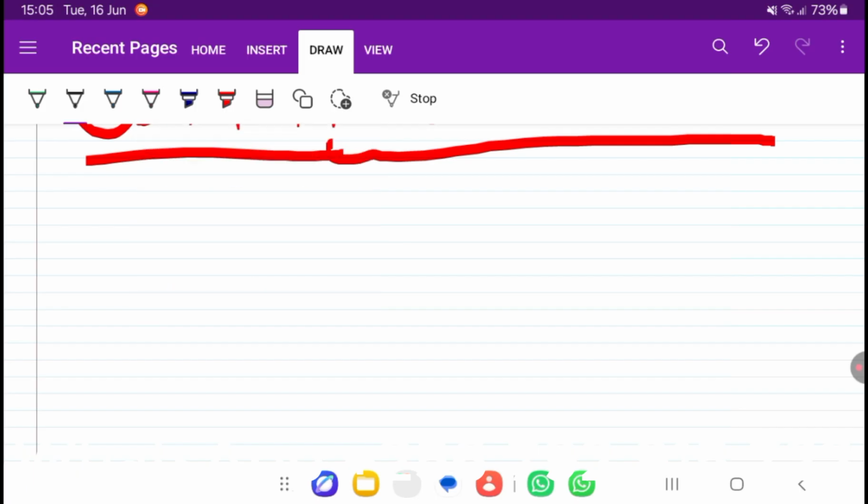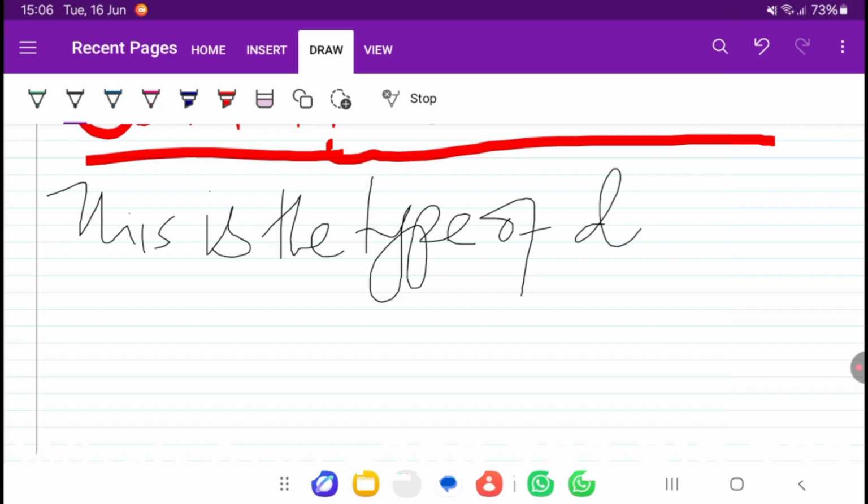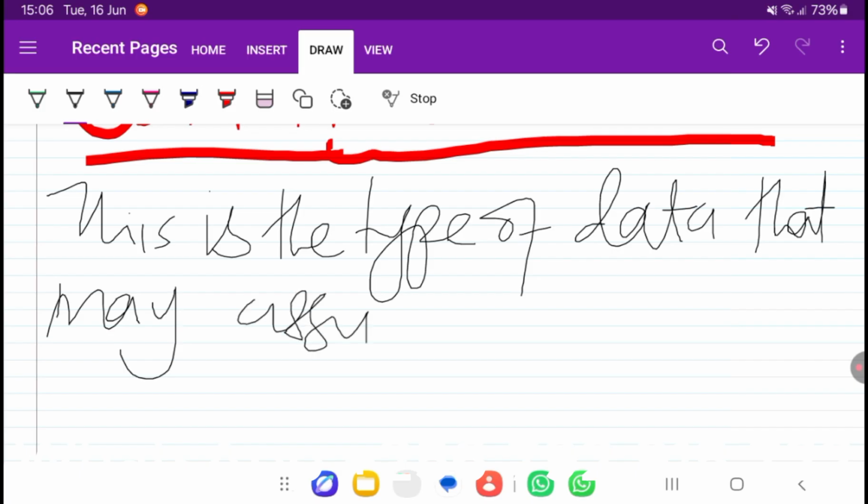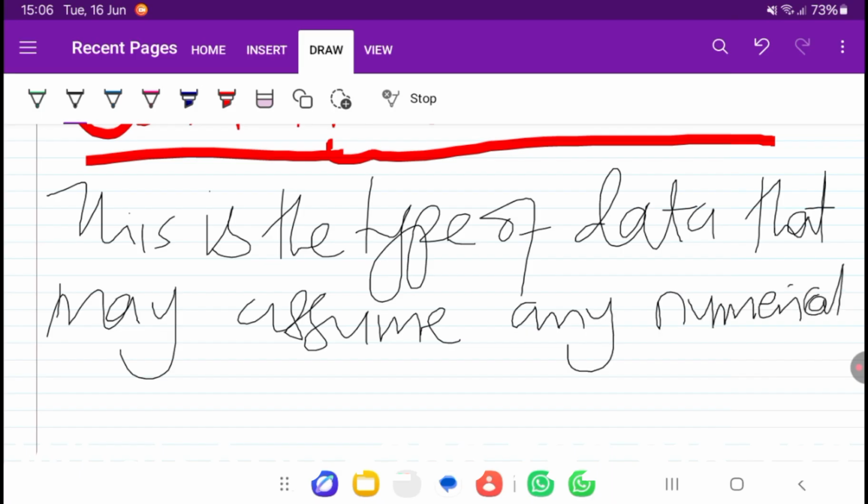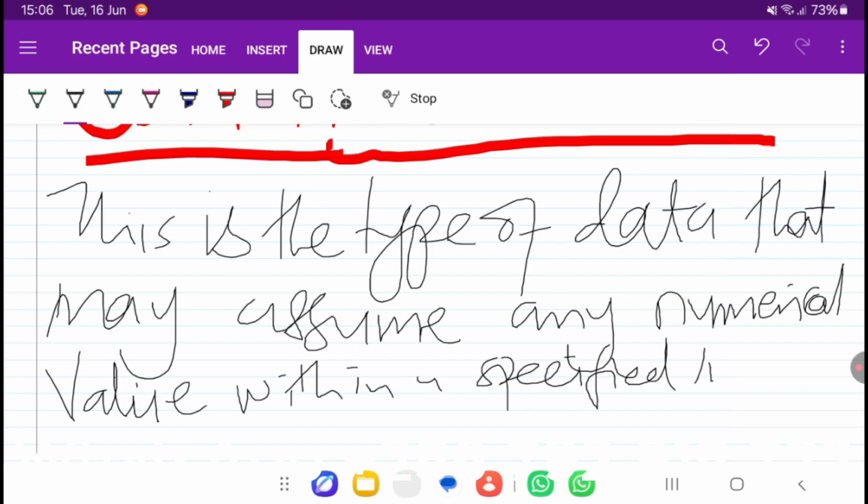Now, continuous data is the type of data that may assume any numerical value within a specified interval.